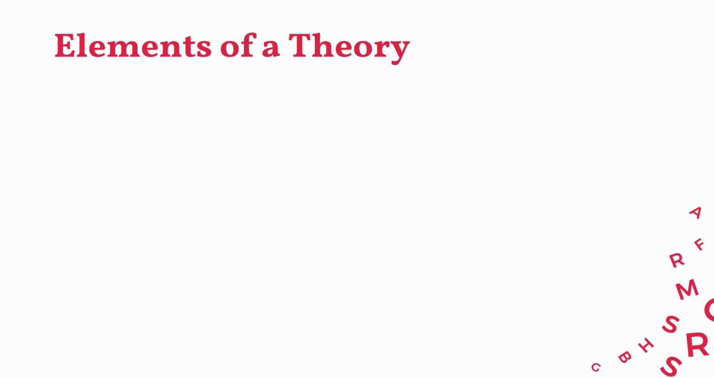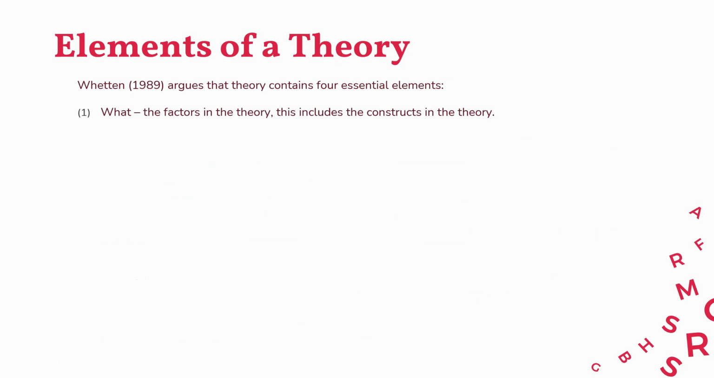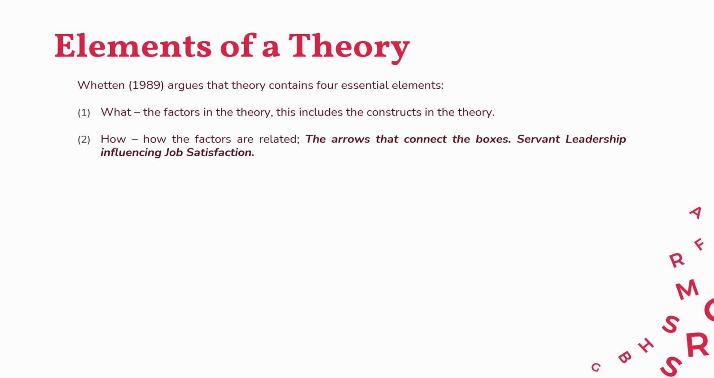Now, what are the elements of a theory? Whetten, 1989, argues that a theory contains four essential elements. This is particularly important. The first is the factors in the theory, which make up the theory. These are the constructs in the theory. So what are the factors that make up the theory? Second, how are these factors interrelated? These refer to the arrows that connect the boxes. For example, servant leadership is influencing job satisfaction. So here you see that these are the factors and this is how they are related.